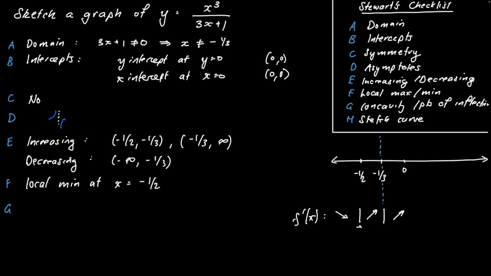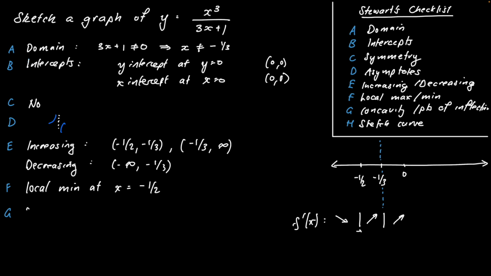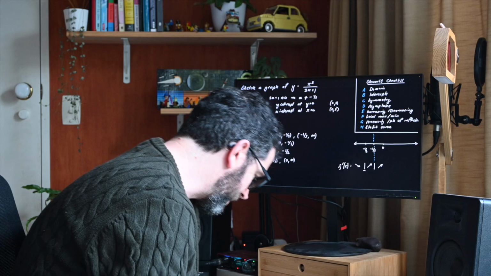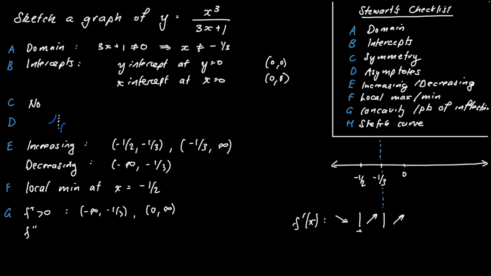So let's just go back up here. And then 0 to infinity. And concave down in between those 2 points, and then inflection at x equals 0. Okay, so we can sort of add this to this little summary here as well.